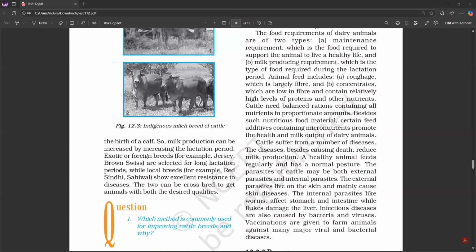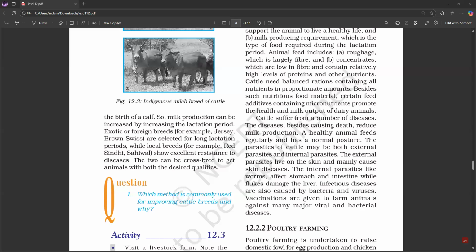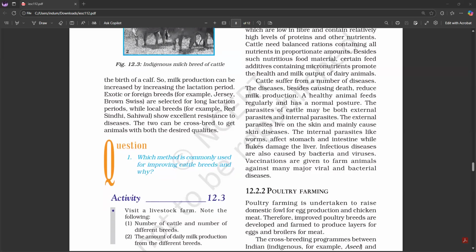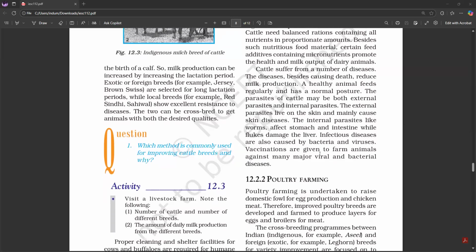Cattle need balanced rations containing all nutrients in proportionate amounts. Besides such nutritious food materials, certain feed additives containing micronutrients promote the health and milk output of dairy animals.